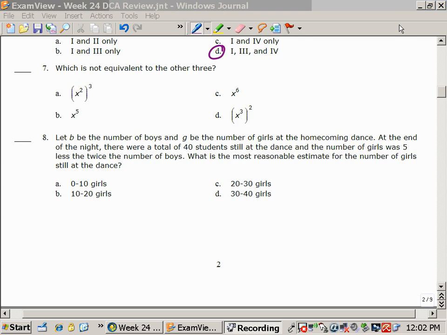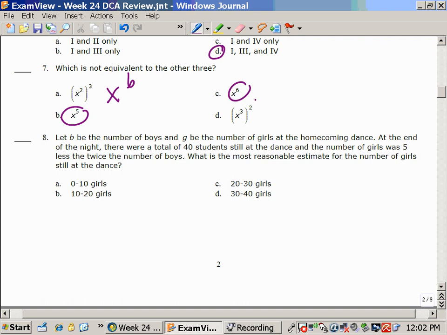All right, number 7, which is not equivalent to the other 3. Same type of thing. A, you have to multiply exponents, so that's x to the 6th. B is x to the 5th. You have x to the 6th here. Multiply those exponents, x to the 6th. So 7 is B. B is the only one that is not equal to the others.